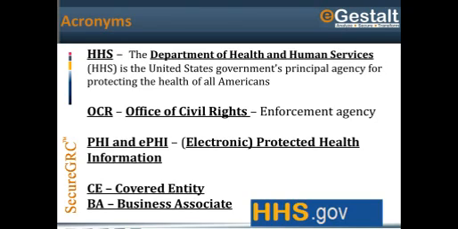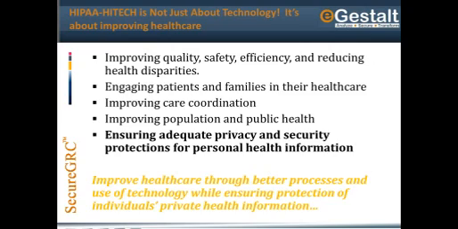PHI and EPHI. PHI stands for Protected Health Information. It's the key information that HIPAA and HITECH is trying to protect, and the guidelines from HIPAA and HITECH are focused around protecting PHI, and EPHI is the electronic version of the protected health information. CE stands for covered entity, BA stands for business associate, etc.